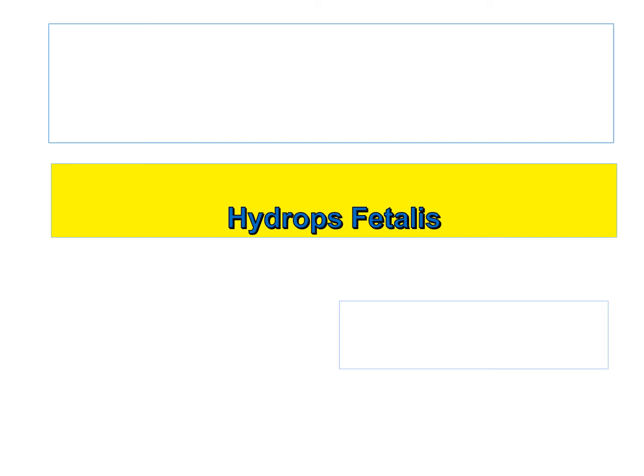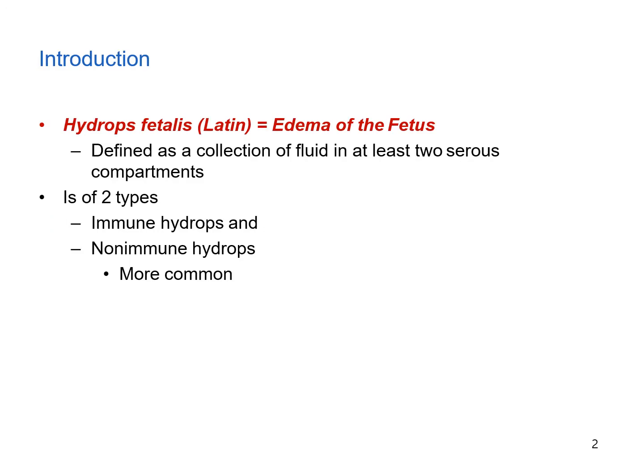Hydrops fetalis. Hydrops fetalis is a Latin word. It means edema of the fetus. It is defined as a collection of fluid in at least two serous compartments. It has two types, the immune and the non-immune, and the more common is the non-immune one.